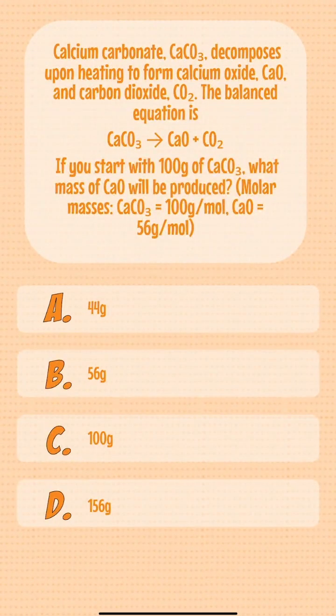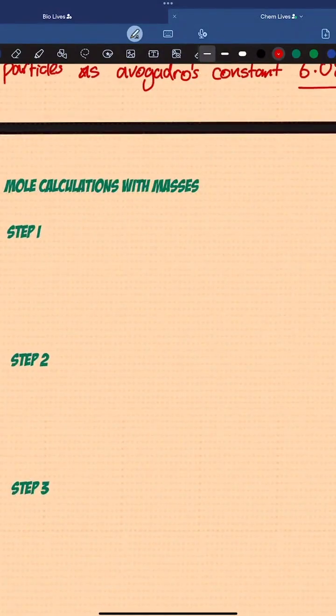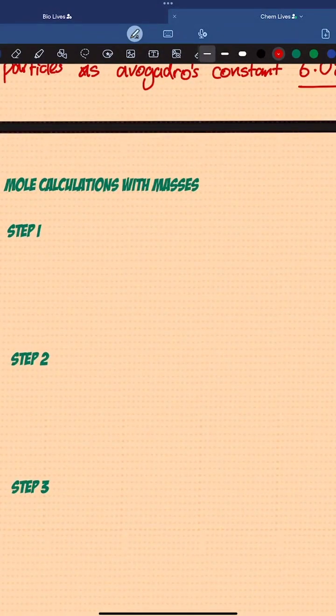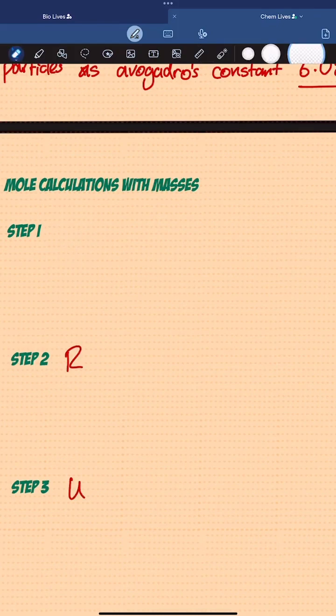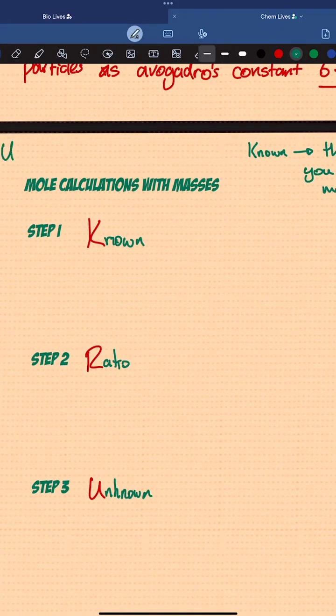Okay, so these are full mole calculations with masses. Let's write some notes on this. So there's 3 basic steps I want you guys to follow when we do these calculations with masses. Crew, K-R-U. Okay, K-R-U. So K is for known. That's your first step. Second step is ratio. Third step is unknown. What does known mean? Known is the substance you know information about. So known, the substance you know the mass of. Unknown is the one that you're finding out.